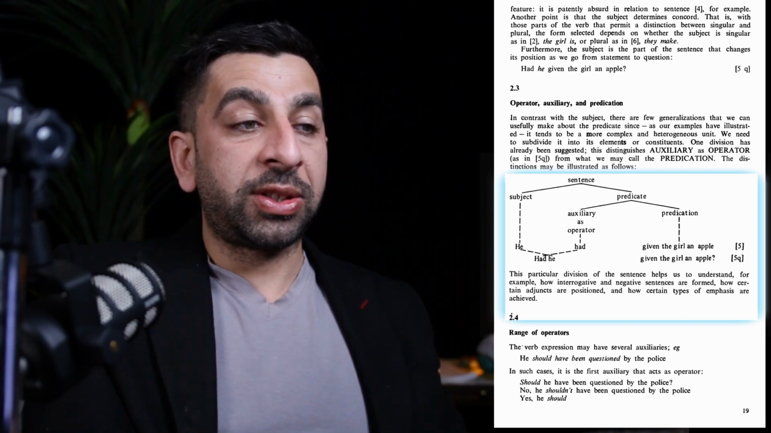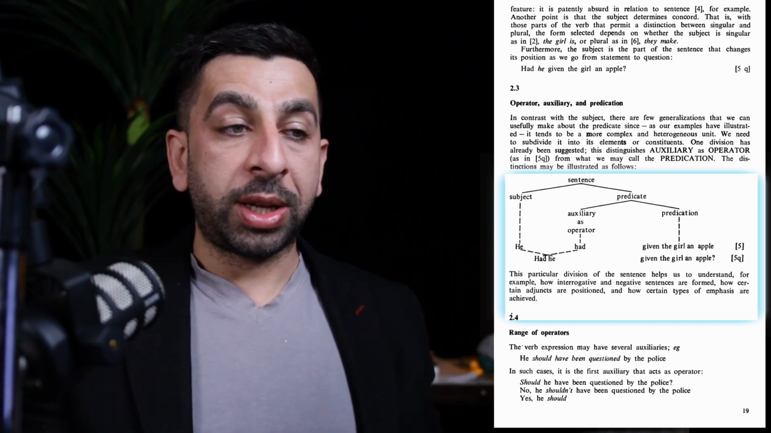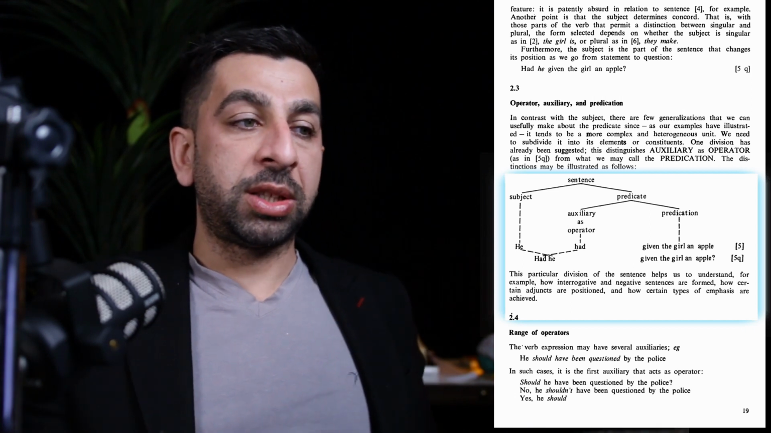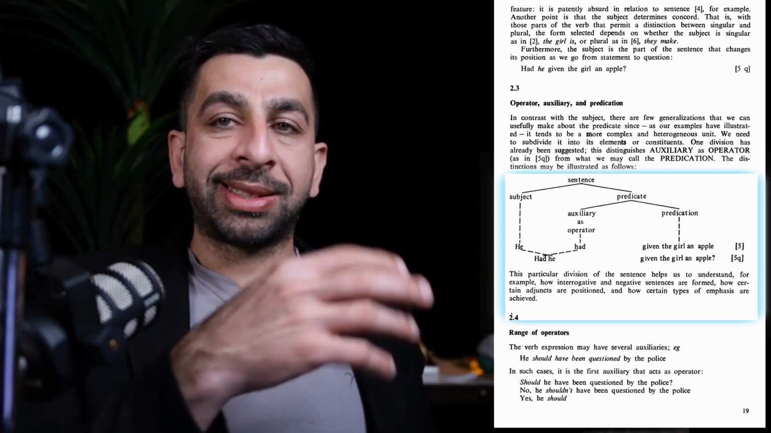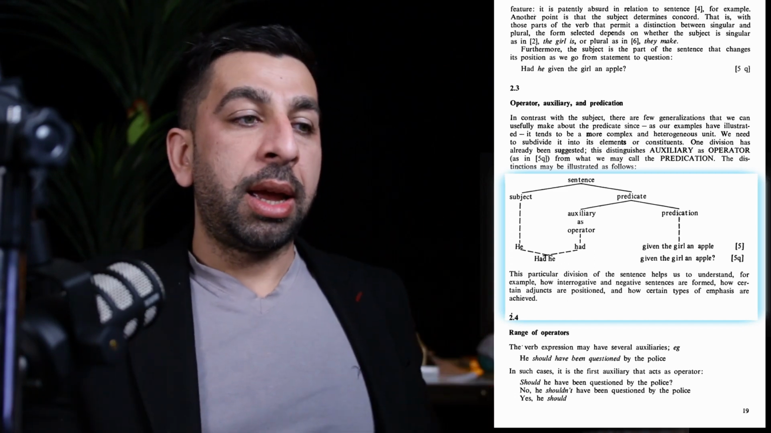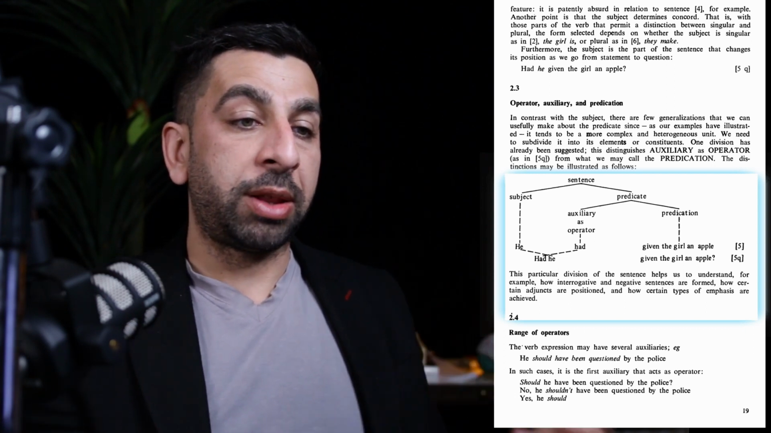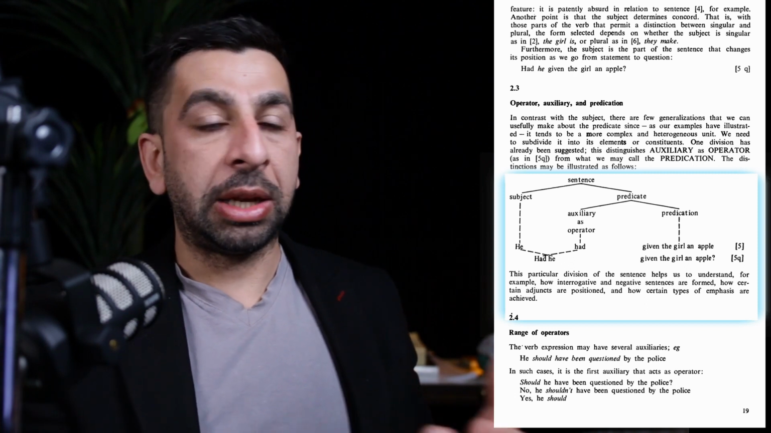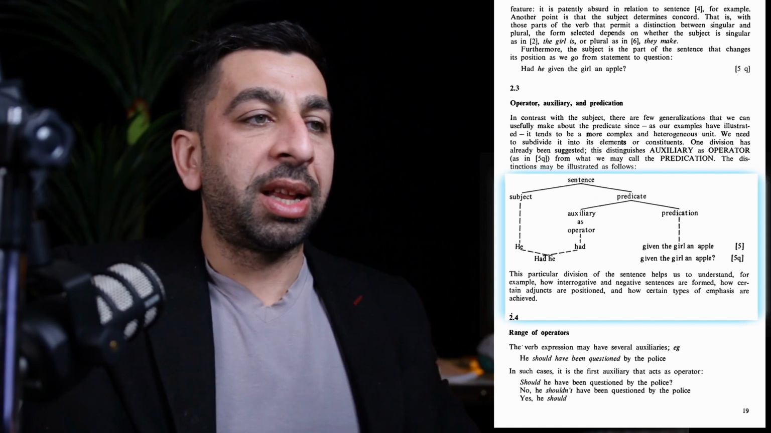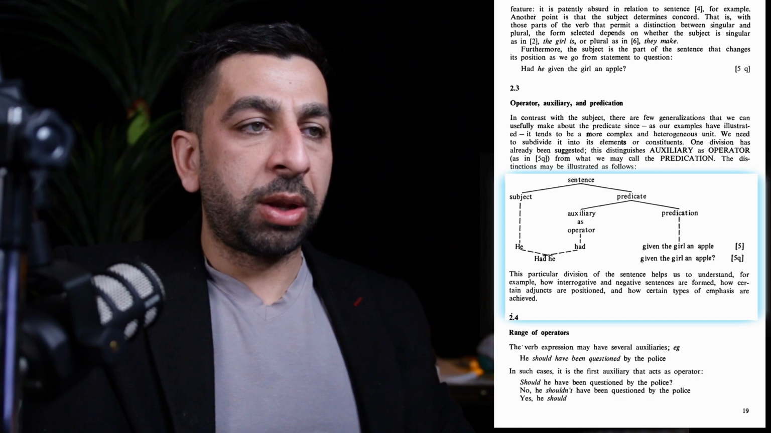Here the verb expression may have several auxiliaries. For example, he should have been questioned by the police. فهنا should have been questioned by police. In such cases it's the first auxiliary that acts as operator. أول واحد اللي هو should. Have been questioned by police? No, he shouldn't have been questioned by the police. Yes, he should. فهنا دا يقول انه operator. خلينا نستخدم كلمة مشغل. حقيقة ما أعرف التسمية مالتها الدقيقة باللغة العربية، لأن هذا cross cultural difference, linguistic difference here.